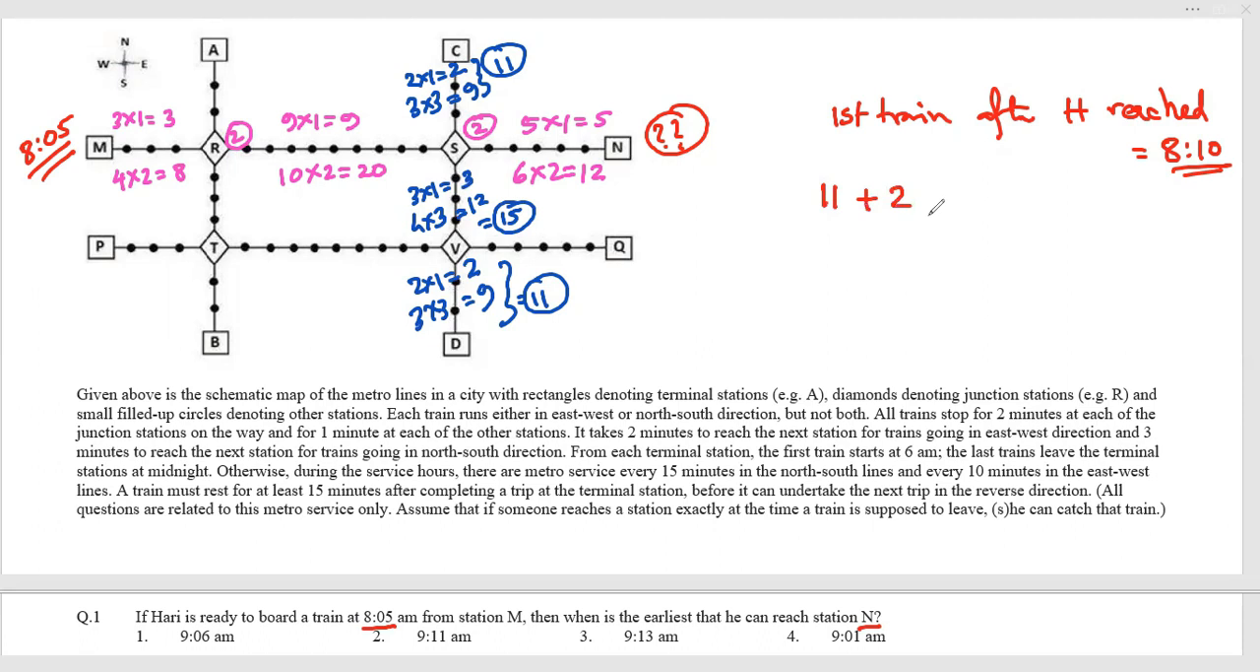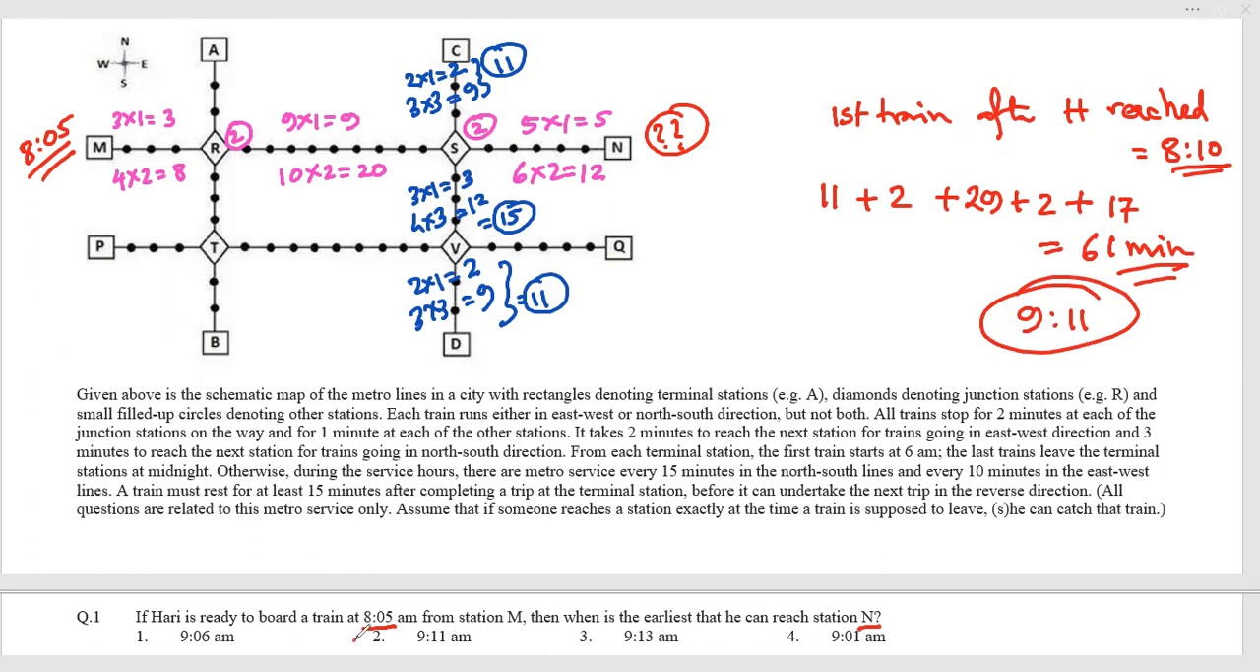Then another 2 minutes at R. The next one from R to S, it should be 29 minutes, and another 2 minutes at S, plus S to N, it would be 17 minutes, and there is no other 2 minutes. So this much time is required for Hari to travel. What is this time? 29 plus 11, that is 40, 40 plus 4, 44, 44 plus 17, 44 plus 20 is 64 minus 3, 61 minutes. That means at 8:10 first started, so 9:11 will reach. 9:11, option 2 would be the answer.